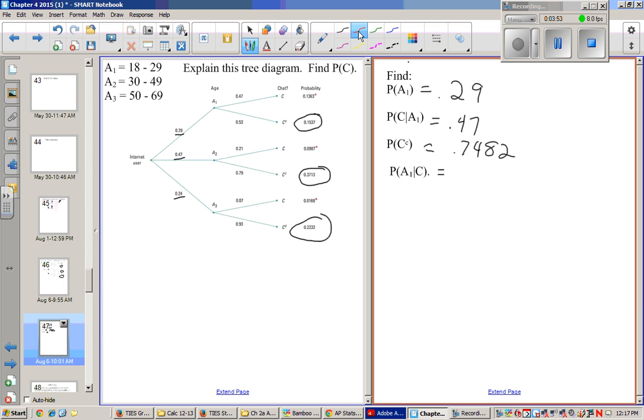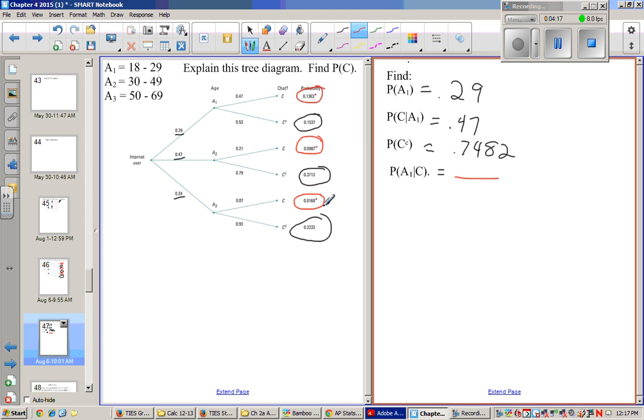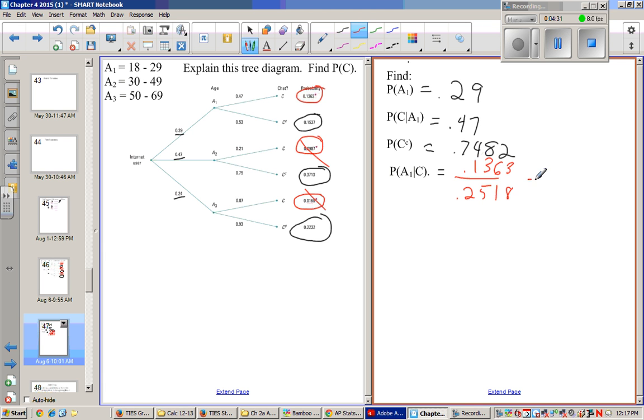Now, I'll do this one in red maybe. This says, what's the probability they're in age 1 given the fact that they chat? So chat would be these other numbers. So if I add those up, 0.1363 plus 0.0987 plus 0.0168, I get 0.2518. So out of all of these people, the people that chat, 0.2518, what's the probability that they're in the first age group? Well, these people aren't, but these people are. So that's 0.1363.